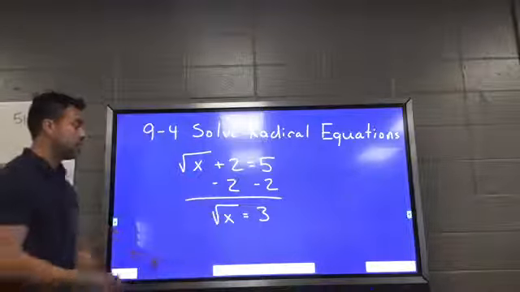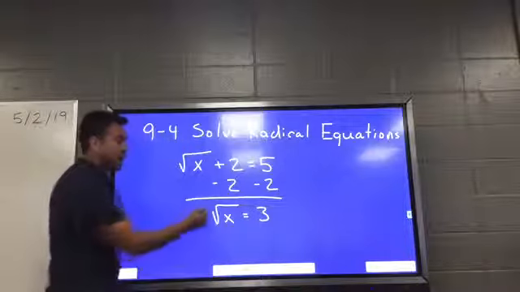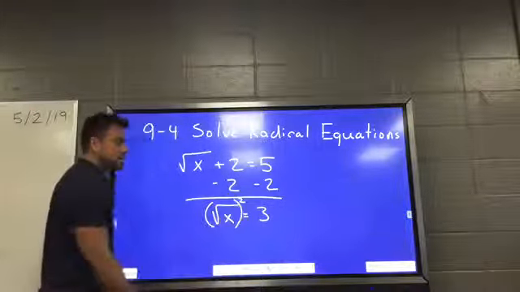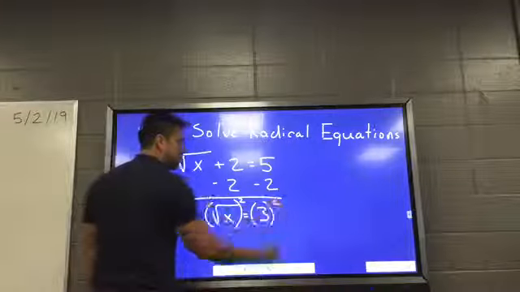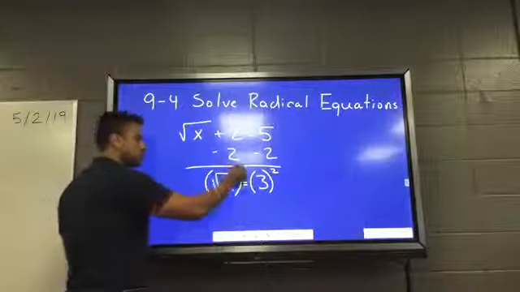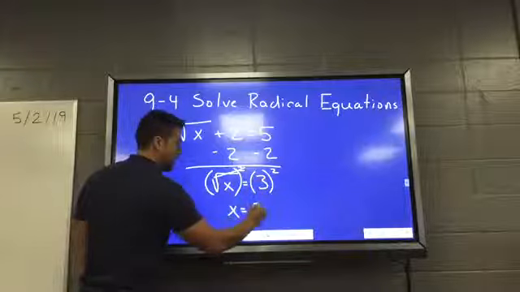Here, I don't want the square root of x. I want x. How do you get rid of a square root symbol? Square it. But what you do to one side, you've got to do to the other. So you get x equals 9.